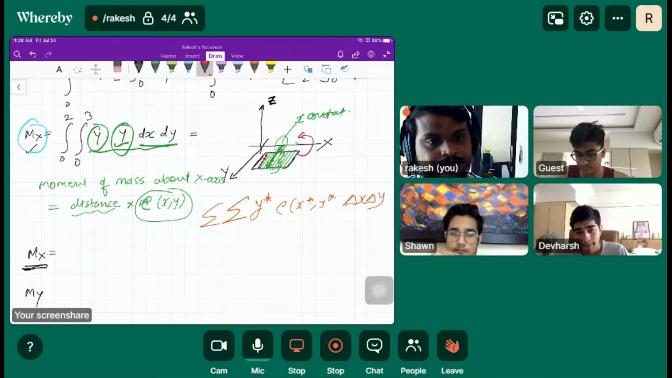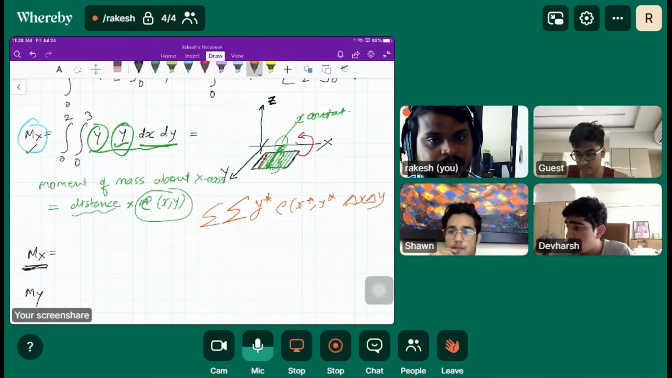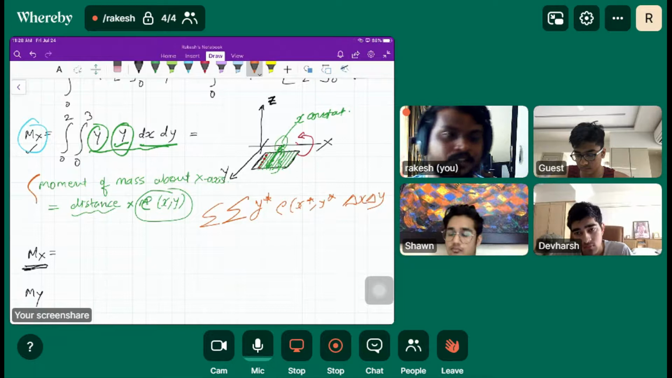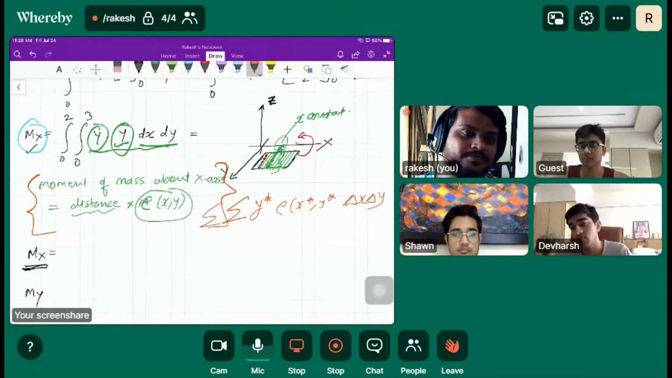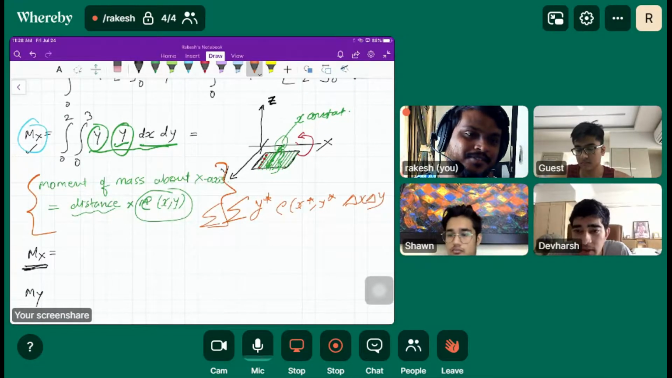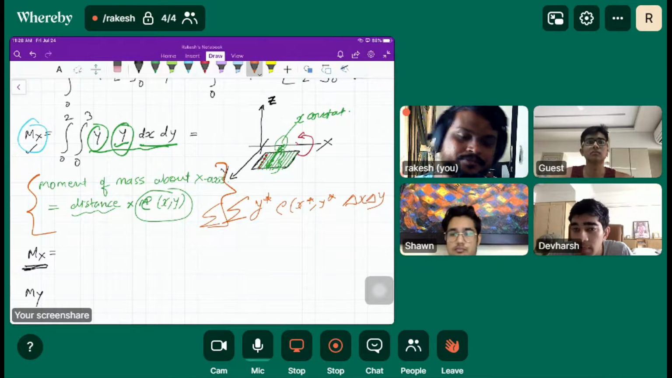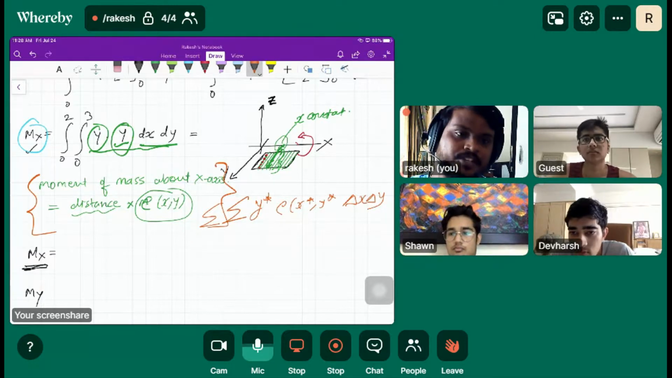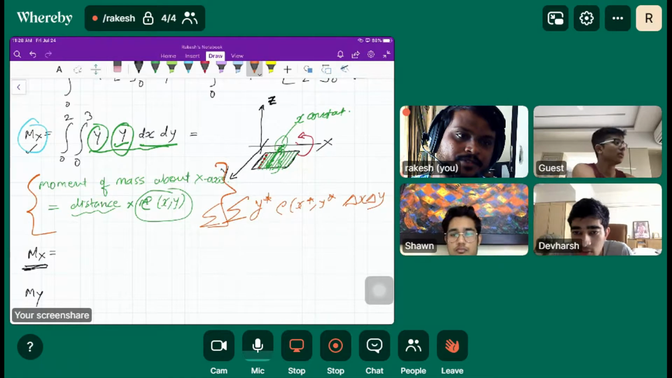Understood. So I understood this. It's a bit like the limit thing which we used to do, the partial derivative, where we used to take, like, keeping one variable constant, in a way.